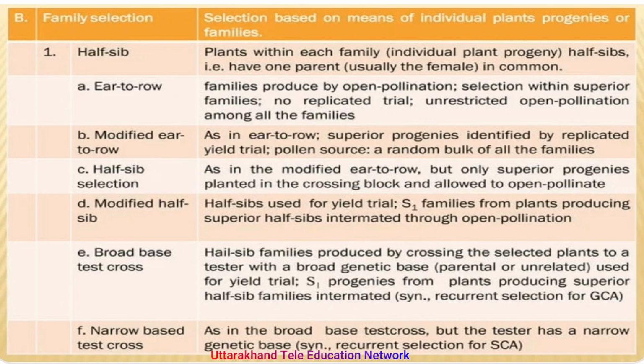Broad-based test cross: half-sib families produced by crossing the selected plants to a tester with a broad genetic base, parental or unrelated, used for yield trial. S1 progenies from plants producing superior half-sib families are intermated. And the last one is narrow-based test cross, as the broad-based test cross but the tester has a narrow genetic base.